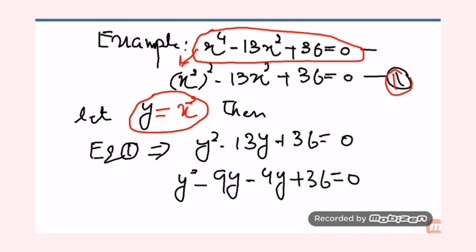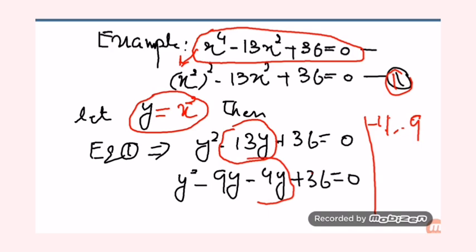Now we know that we can find two numbers, -4 and -9, whose product is 36, and the sum of -4 and -9 is equal to -13. Therefore -13y can be written as the sum of -4y and -9y.